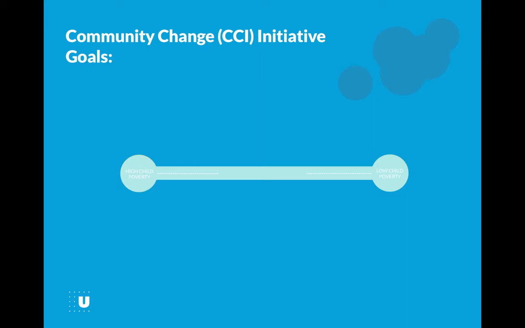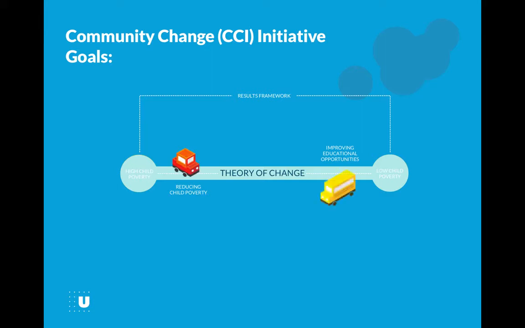Initiatives base their efforts on a theory of change, which is their underlying assumptions for what it will take to achieve key goals, such as reducing child poverty or improving educational opportunities. Initiatives develop plans called results frameworks to express their theory of change in actionable terms, specifying how they will measure progress toward key goals and identifying the partners and strategies that are needed along the way. In the transportation example, this is similar to a map or GPS system that provides directions on how to get from point A to point B.